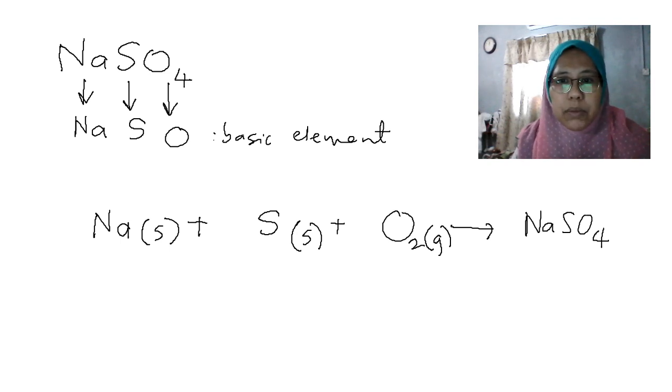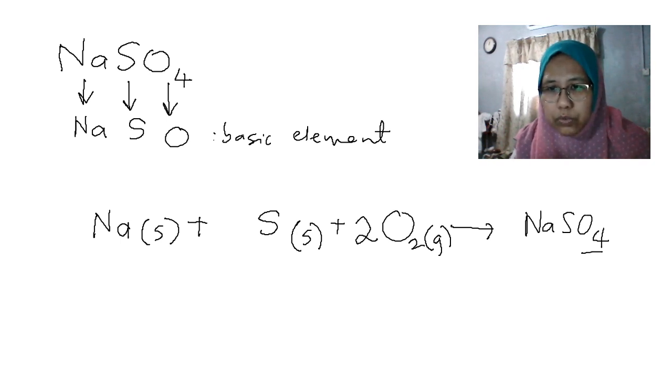Now, sodium, we have one on the left, one on the right. Okay, that is balanced. Sulfur also one on the left, one on the right. Balanced. But oxygen, we have 4 atoms on the right here. So we are going to add 2 molecules of oxygen here. Don't forget to put the states, sulfur, solid, here. Now this is a balanced equation, but it is not yet thermochemical.